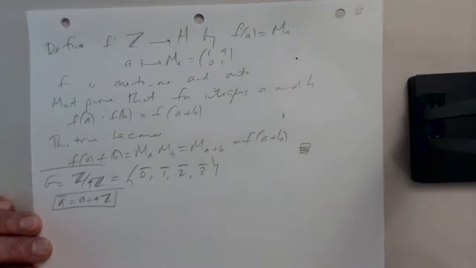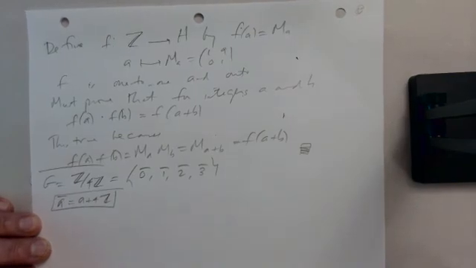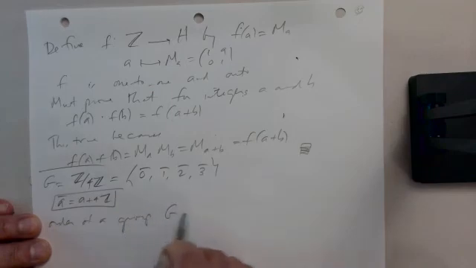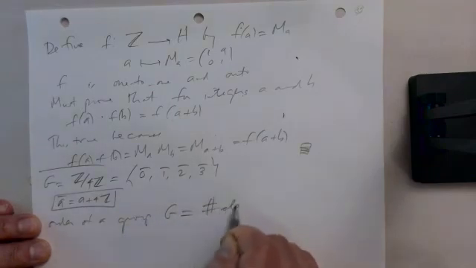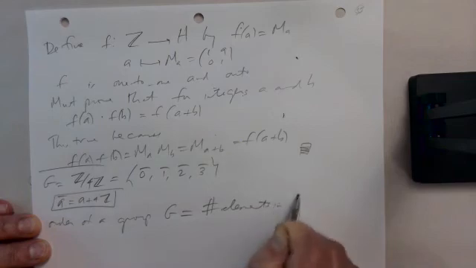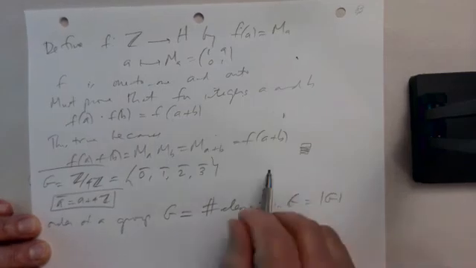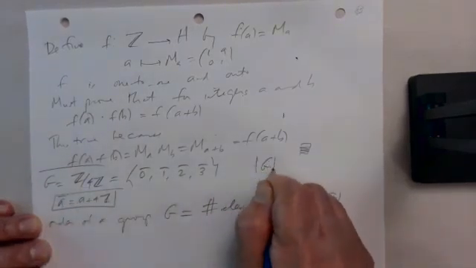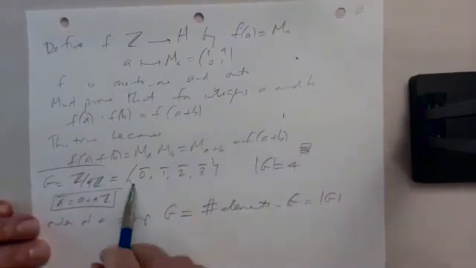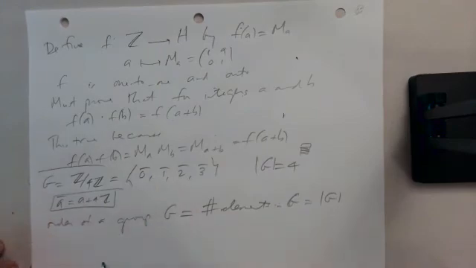So this is a group with 4 elements. The cardinality of a group, so the order of a group G, is the number of elements in G, which we write as G with absolute value signs around it. So for this group, the cardinality is 4. And addition is just addition of congruence classes.